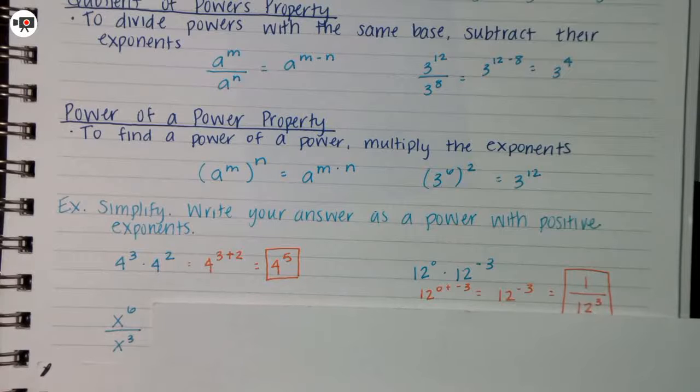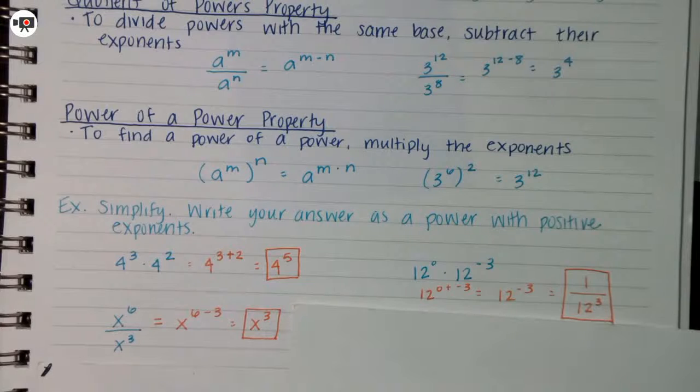x to the 6th power over x to the 3rd, I'm going to subtract my exponents and get x to the 3rd power.